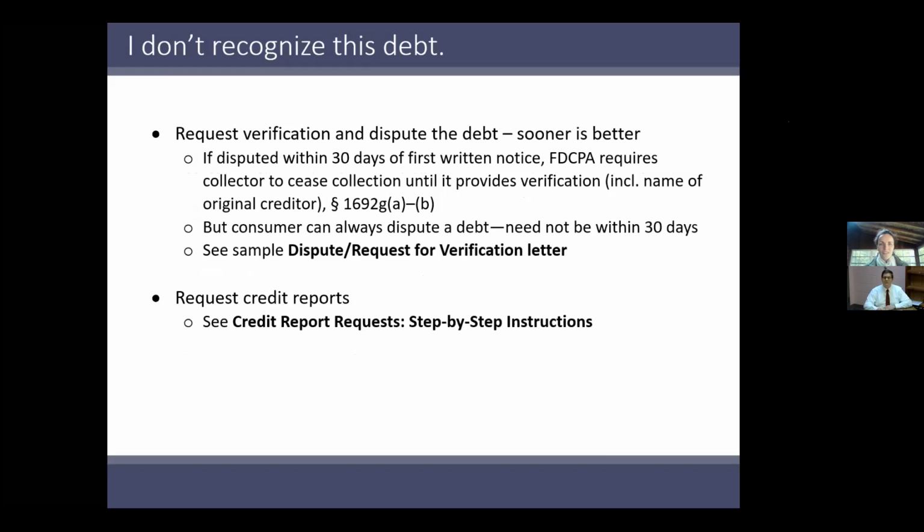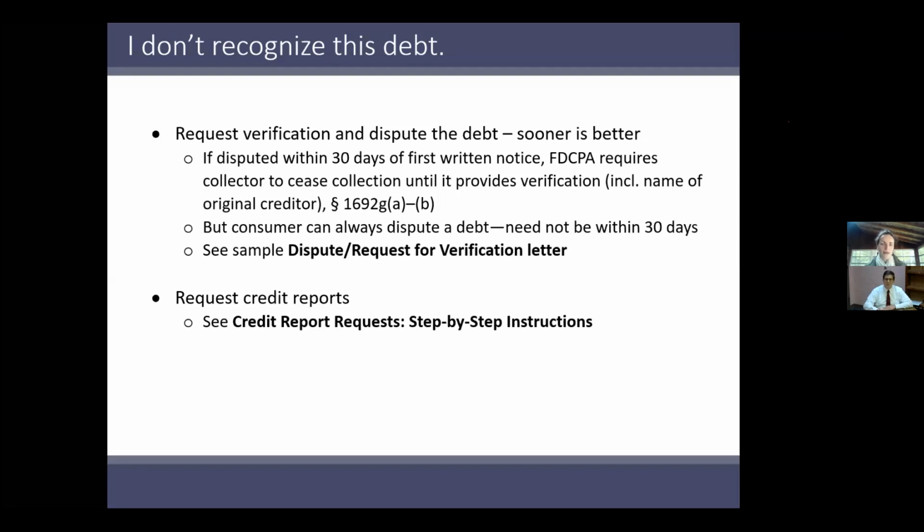When people call and just say, I don't even know what this debt is, who is this company, or maybe I know this debt, but it's for 3 times as much as it should be, that's when you can use the FDCPA's dispute and verification process. The FDCPA gives everyone the right, within 30 days of the first written notice they receive about a debt, to request verification of it. It sets out in the statute what that verification has to be, but it has to at least include the name of the original creditor, and the amount. Even after that 30 days has passed, the consumer can always dispute a debt.